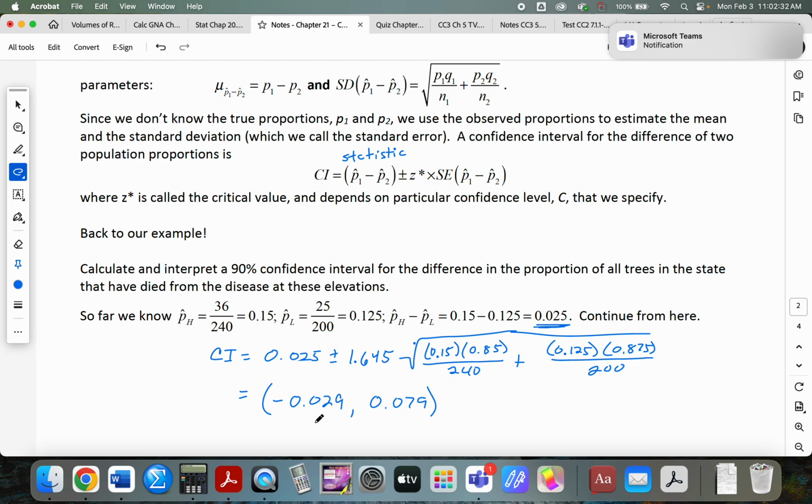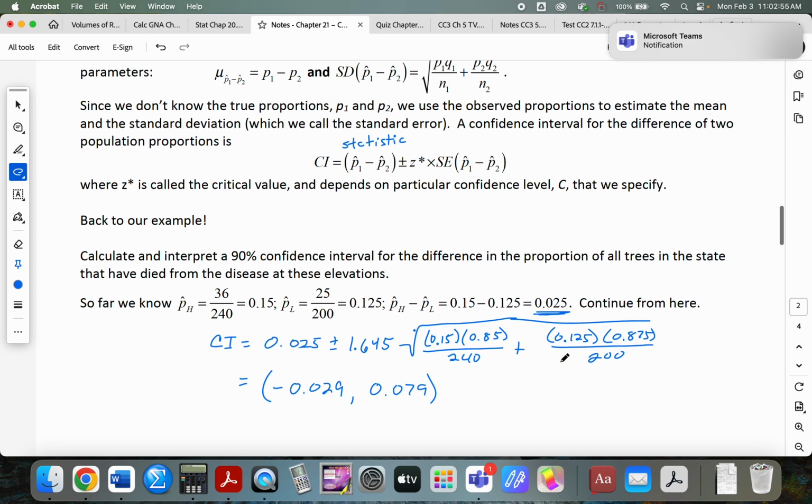And I was immediately suspicious the first time I saw this problem, because there's only a difference of 2.5%, and these are not super big samples. Now, if these were enormous samples and we got this 2.5%, then perhaps this might be statistically significant. But it doesn't appear so.